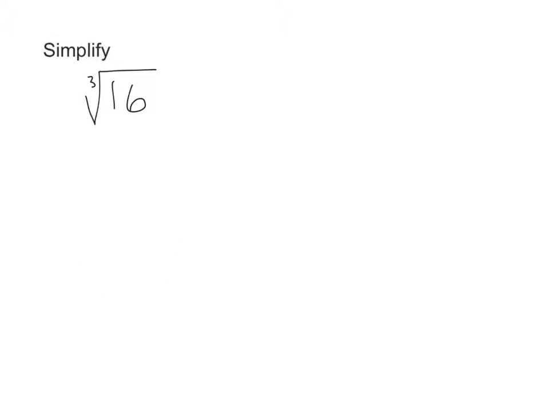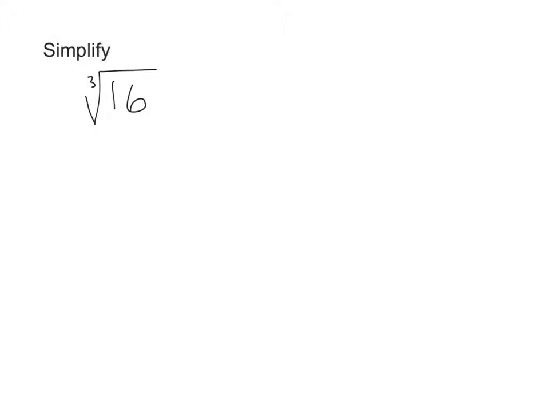Here's another one. This one's a little different because it has a different index. The index here is a 3, which means it's a cube root. So if you're thinking about the instructions that I gave, change square root to cube root. Change every square to a cube. So instead of finding a perfect square factor, we're looking for a perfect cube factor. What are the perfect cubes? So the perfect cube factor of 16 is 8.